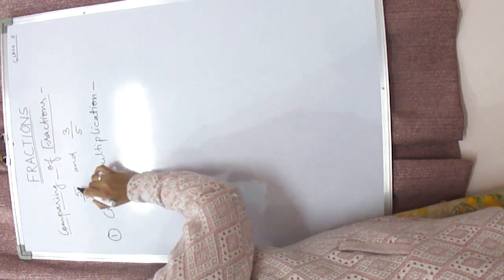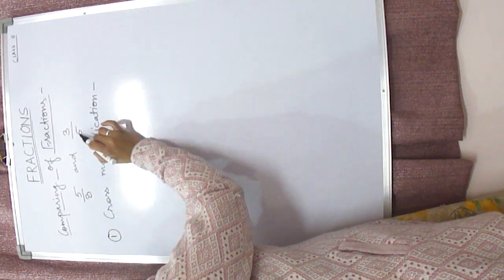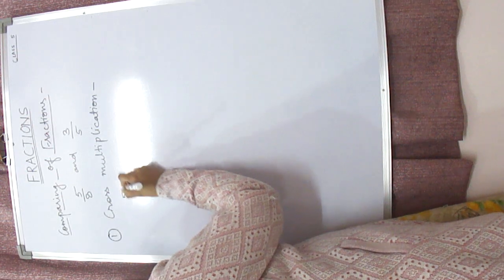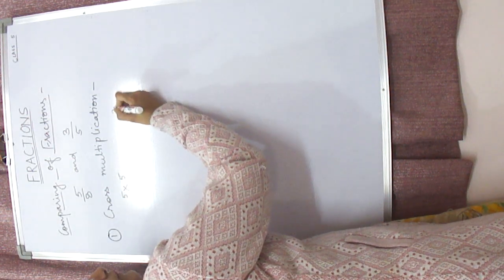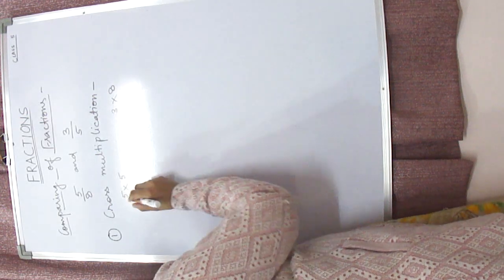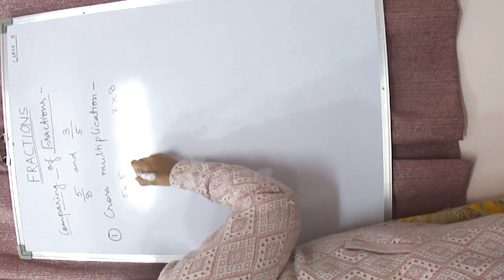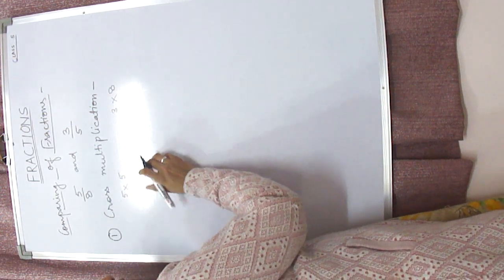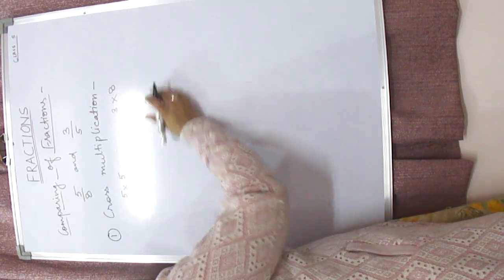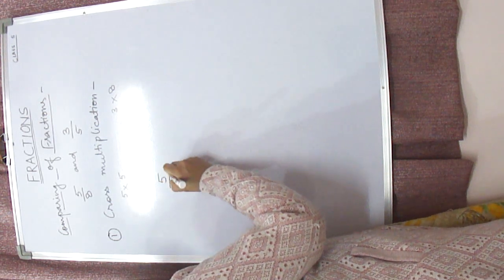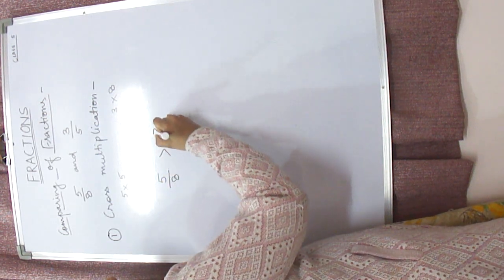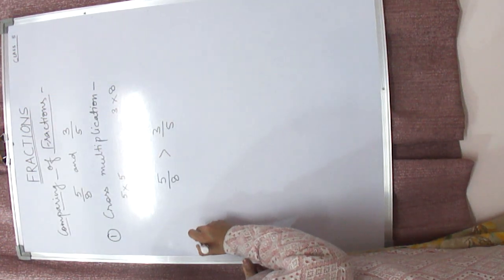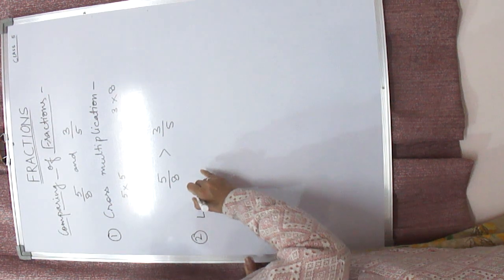So by cross multiplying, I'll multiply the numerator with the denominator, numerator with the denominator. So 5 will be multiplied with 5 and 3 will be multiplied with 8. So 5 into 5 becomes 25 and 8 threes are 24. Since we know that 25 is greater than 24, 5 upon 8 becomes greater than 3 upon 5. It's easy. The second method that we have is called the LCM method.